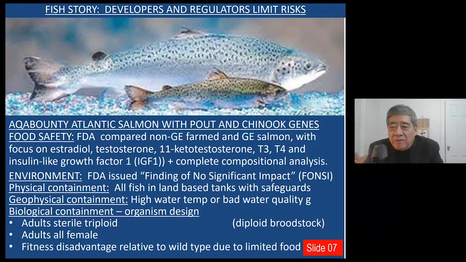FDA said, we want physical containment, and so all the fish were in land-based tanks. Geophysical containment: if they get out, the cold water adapted salmon would be in a high water temperature area and would die. And then biological containment, coming up with organisms and designs that would limit release by building in safeguards into the organisms. And so you have sterile triploid adults, all females. And the idea here is, again, to limit reproduction across the modified species.